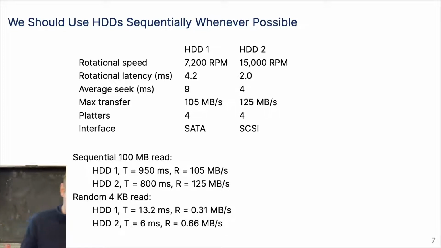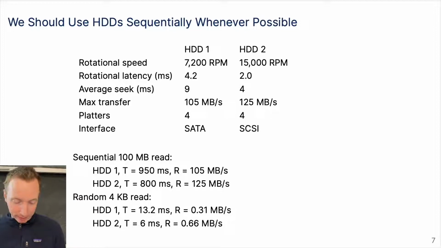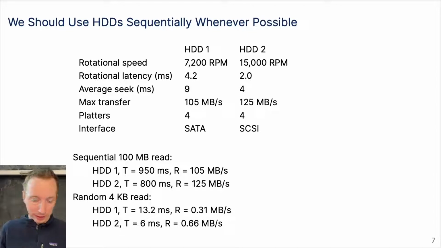And then the average seek time would also be about twice as fast on a more enterprisey drive, where the seek time for your consumer drive is like 9 milliseconds, enterprise would be like 4. And then the maximum transfer speed between the disks wouldn't actually be all that different.